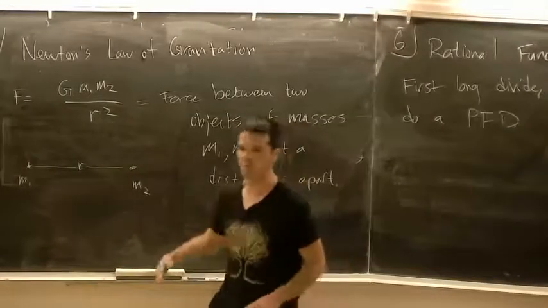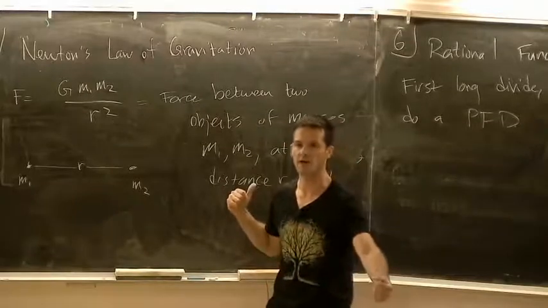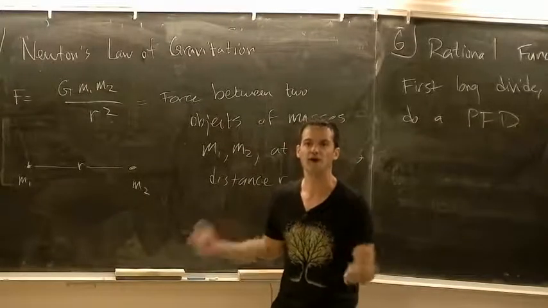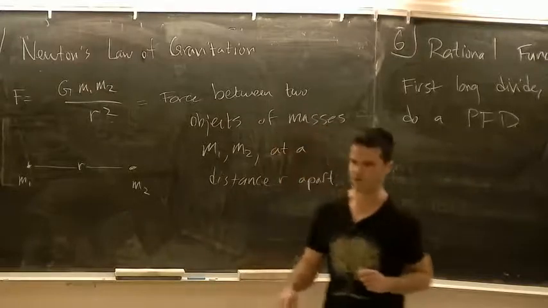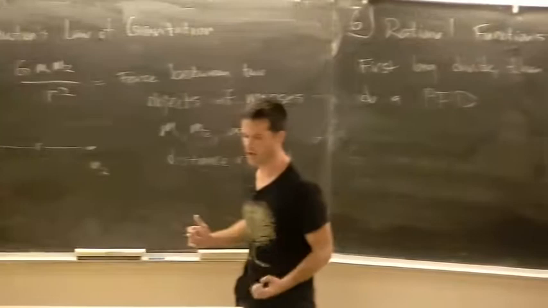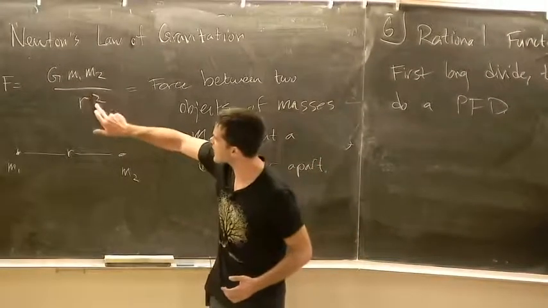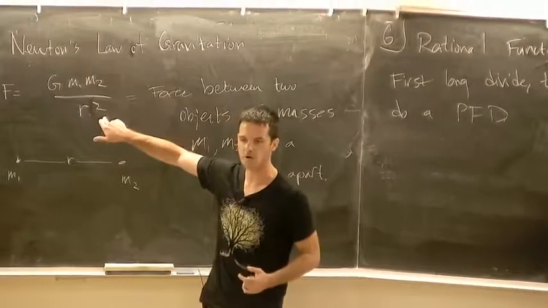So if you pulled them three times as far away, then you'd only have 1/9 of the attractive force between them. It's a crucial thing. You have no idea how much of nature depends on the fact that this is an inverse square law.